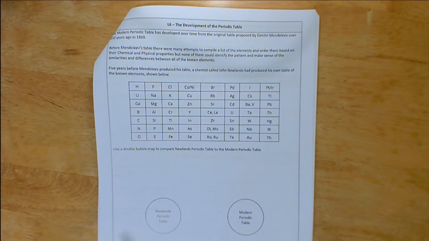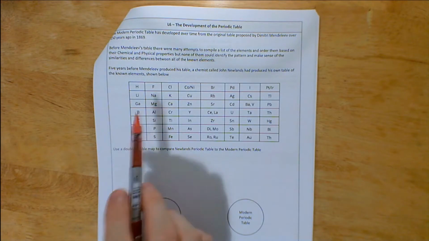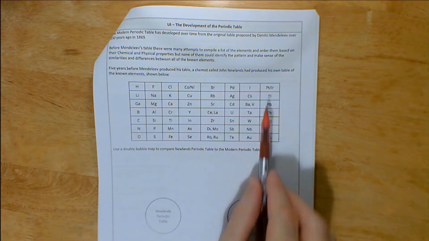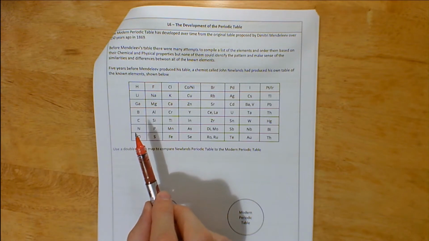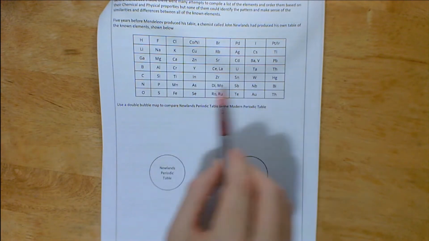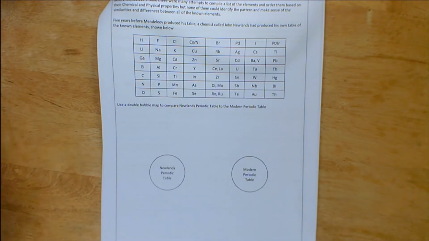But what we have here is a table developed by a British scientist called John Newlands, and this was a very close predecessor to Mendeleev's table. Now, you're not going to be expected to know any details about Newlands' table. You will, however, need to know details about Mendeleev's. But what can commonly be asked is for you to look at a copy of Newlands' table and make comparisons between that and the modern periodic table. So here we have a copy of Newlands' periodic table, and what I'd like you to do is to complete this double bubble map comparing this periodic table to the modern periodic table that we're familiar with now.